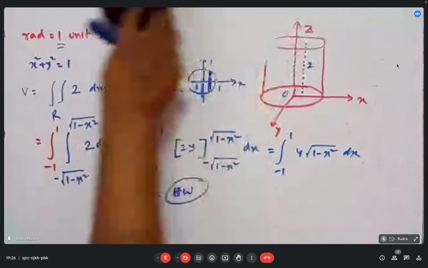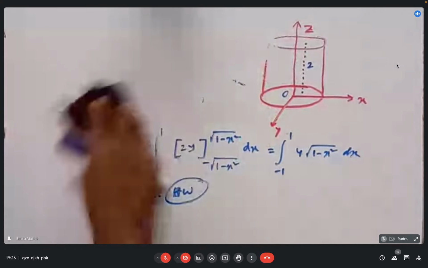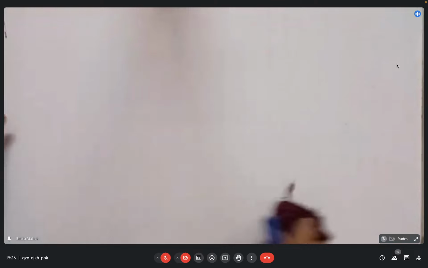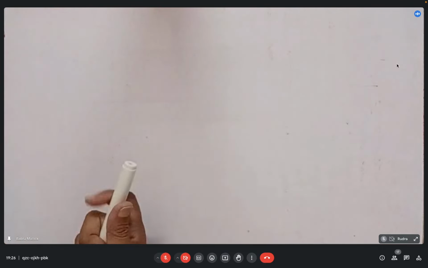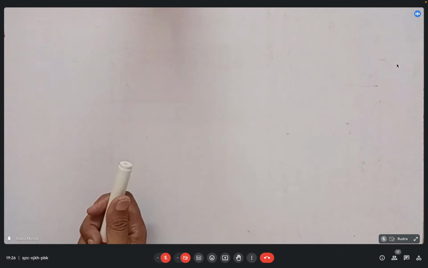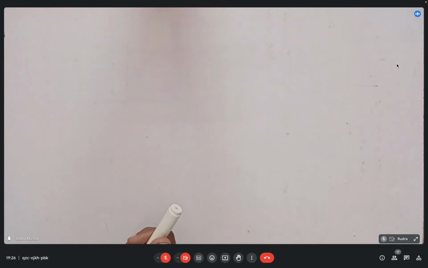Evaluate the volume of unit cube by method of double integration.